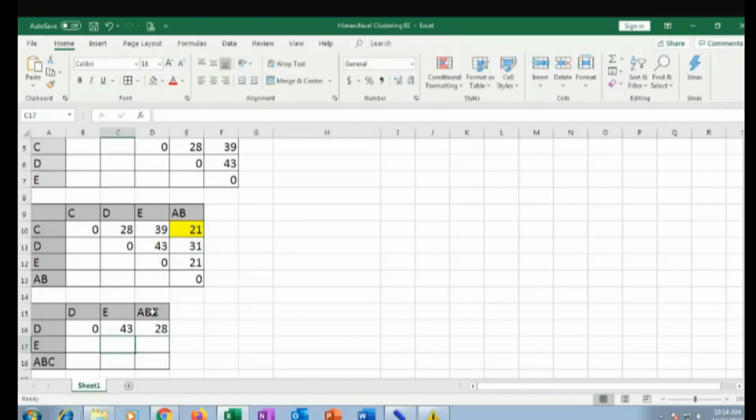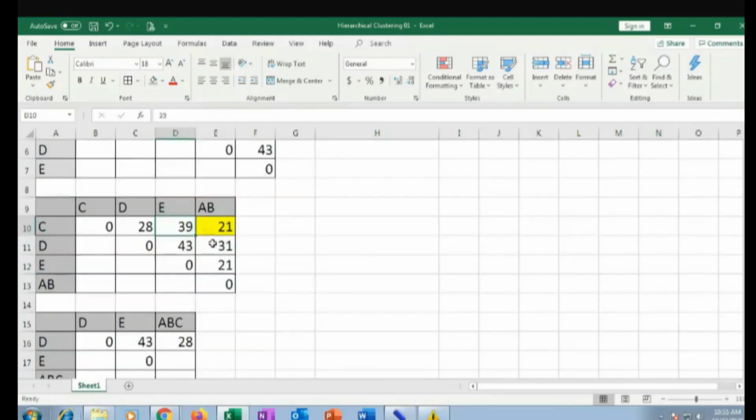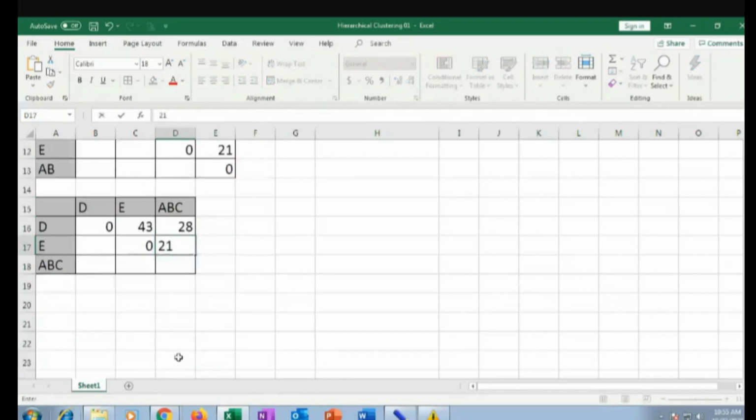28. Okay, 0. E to ABC, E to AB is 21 and E to C is 39. Okay, can you see that? E to AB is 21 and E to C is 39. So which one will you copy? 21. Okay, so 21 will be there. Okay, and this will be ultimately 0.